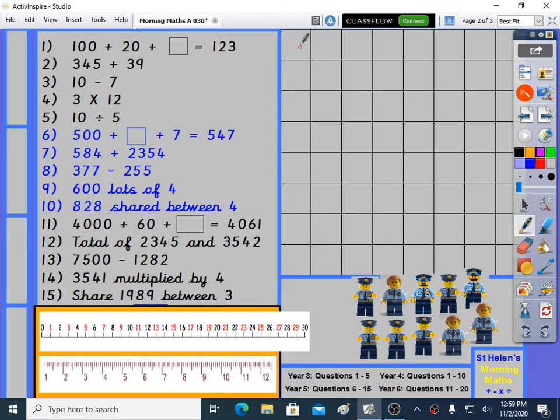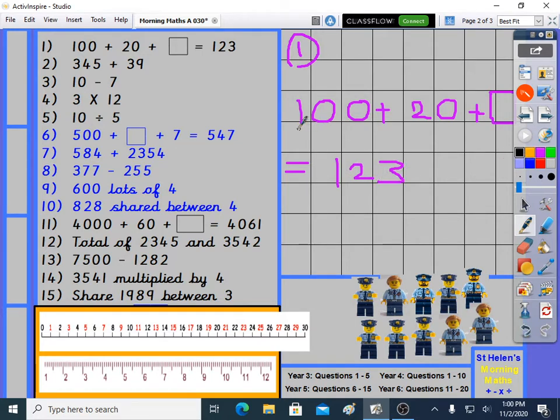Year 3 level, question 1. 100 plus 20 plus a mystery equals 123.